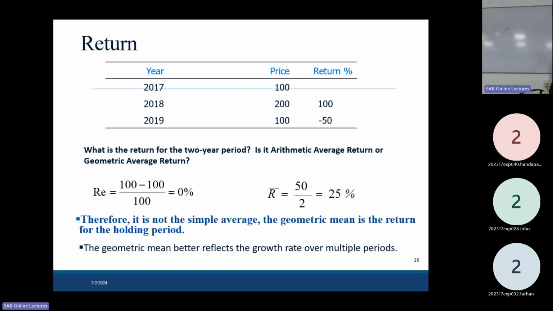Your holding period in this example is 3 years. You start with the 100, that is the P0. You end up with again 2019 and the 100. You consider these 3 years as a holding period. The holding period is the 0. I start with the 100.